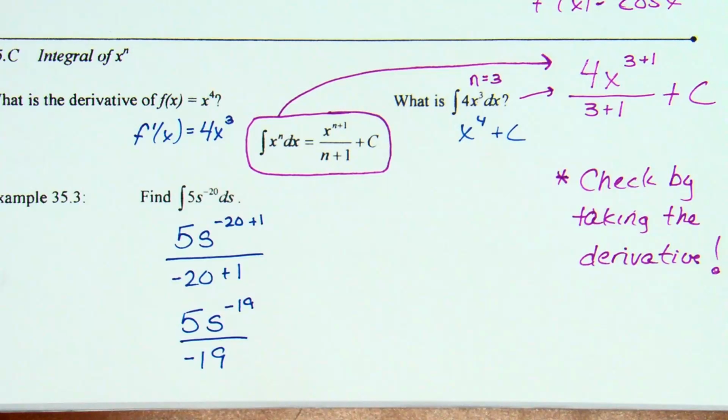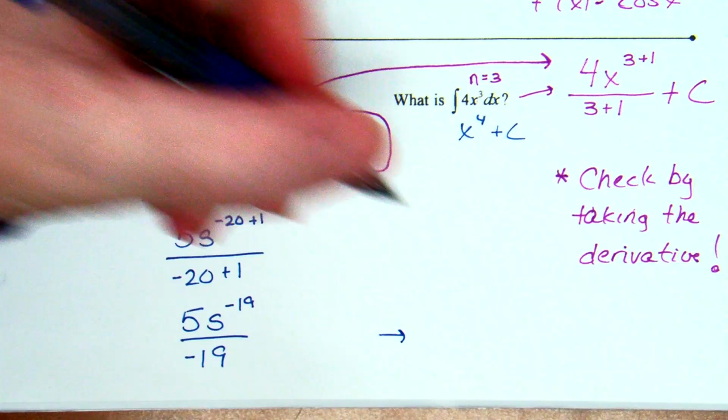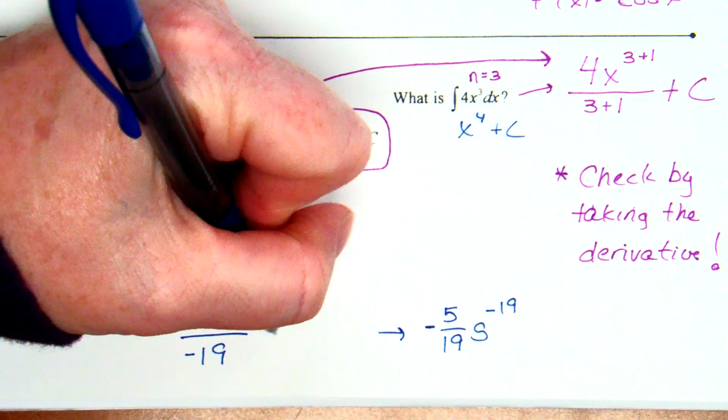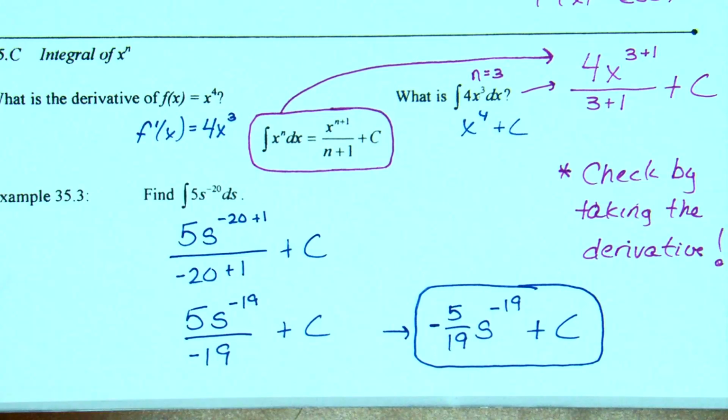When I write my final answer here, I would be likely to put that 5 and 19 out front and say negative 5 19ths s to the negative 19th is what I would be likely to do. Not saying the other is wrong by any means, but that's just how I'd be likely to write it. There we go. I was waiting for someone to say it. Did you see all my lovely gaps? Yeah. Plus C, plus C, plus C. I was going to put it every time, but regardless, I was waiting for someone to tell me plus C.